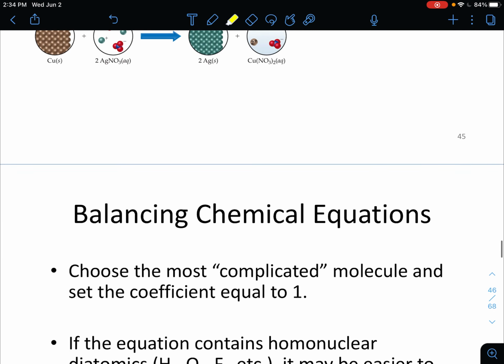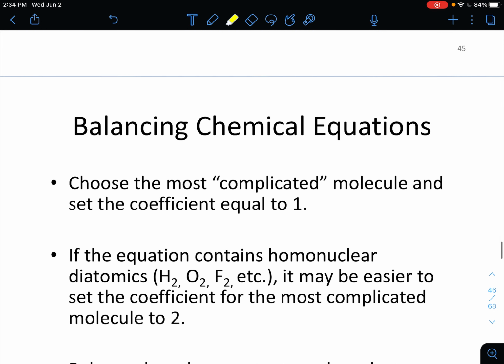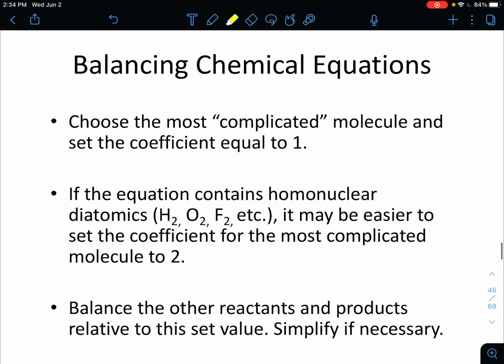The last topic that I want to go over in this video is how to balance chemical equations. And so you can always do them by trial and error. There isn't much that you need to follow in order to do that, but a little strategy goes a long way. So what I say is identify the most complicated species in your equation, and set the coefficient to 1. So we assume there's only one of those, and we figure out everything else relative to that.